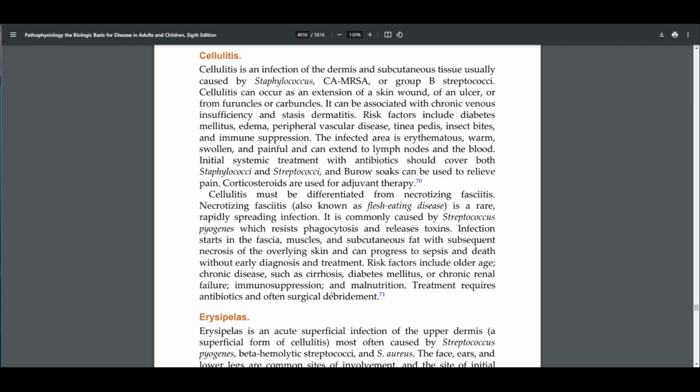Infection starts in the fascia, muscles, and subcutaneous fat, with subsequent necrosis of the overlying skin, and can progress to sepsis and death without early diagnosis and treatment. Risk factors include older age, chronic disease such as cirrhosis, diabetes, or chronic renal failure, immunosuppression, and malnutrition. Treatment requires antibiotics and often surgical debridement.